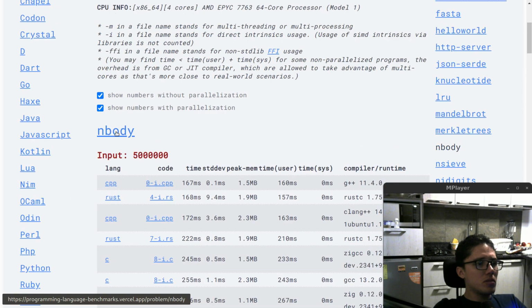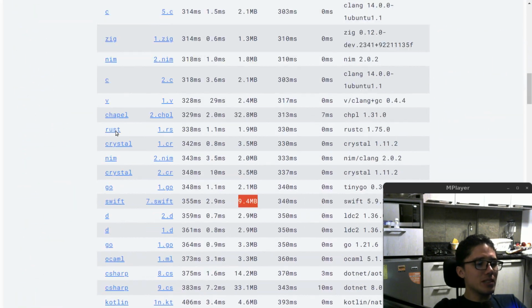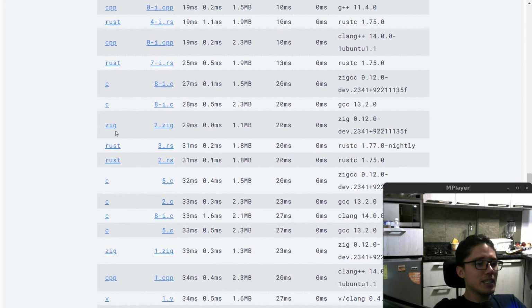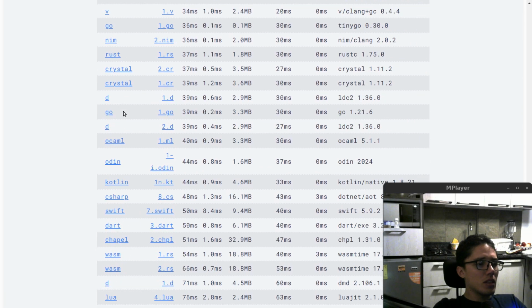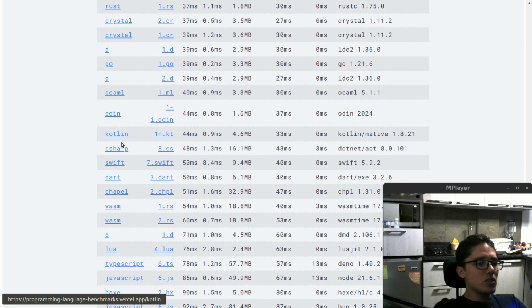Am I looking to right? No, I'm looking at the larger one. That's the reason. So here we have Kotlin, C sharp. Okay, why not C sharp? Because it used too much memory. You can see right here, and I just don't like it.